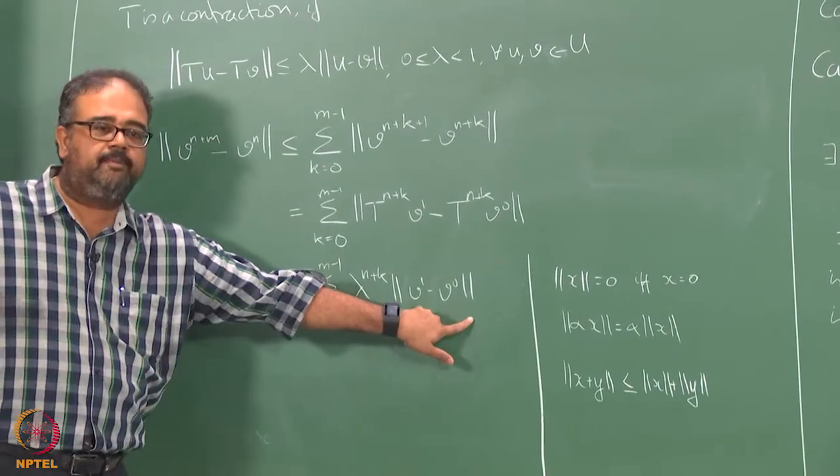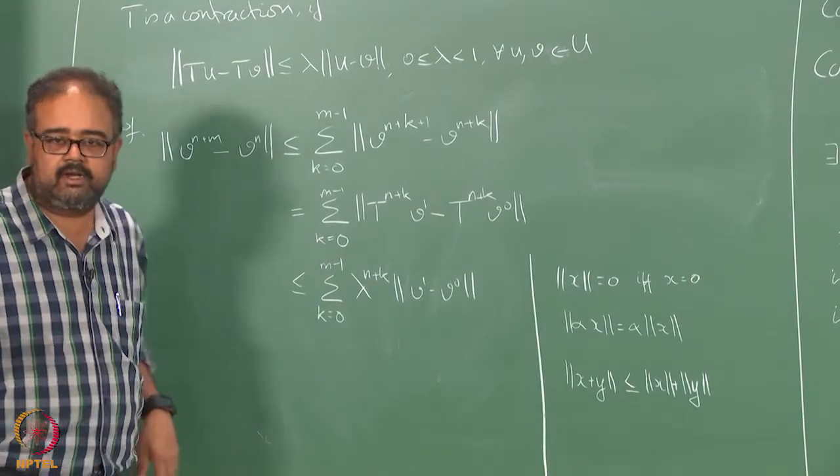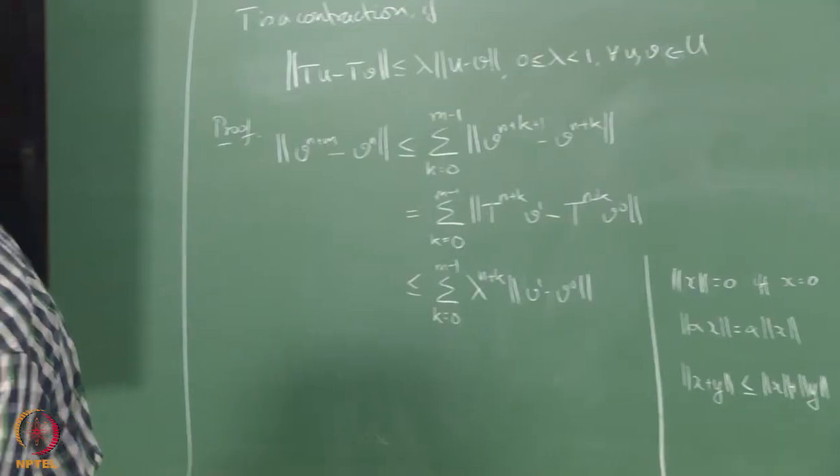Now this quantity is independent of k, so I can take it out and sum over k. So what is the sum?